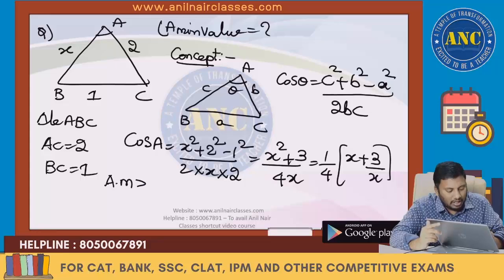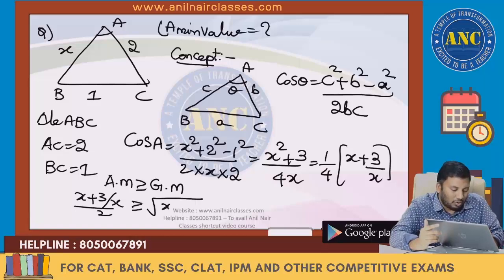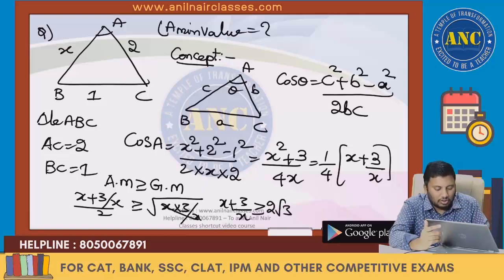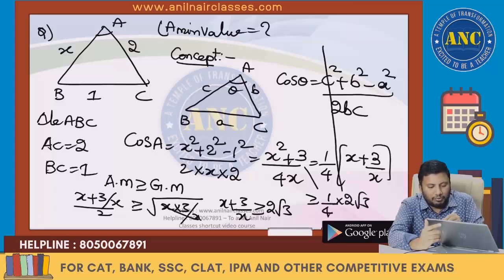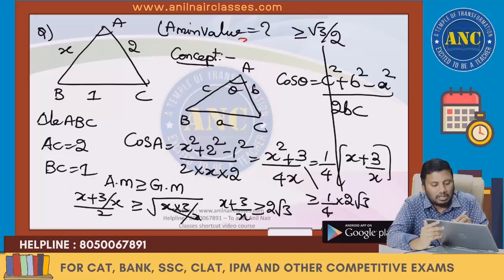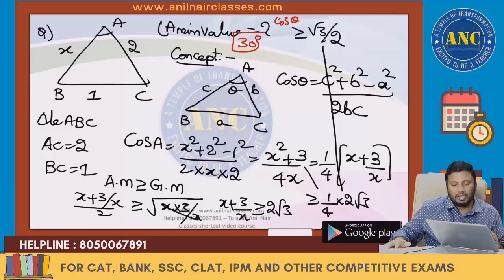Now if I apply AM greater than or equal to GM, x plus 3 by x by 2 is greater than or equal to root of x into 3 by x. So the minimum value of x plus 3 by x is 2 root 3. So the minimum value is 1 by 4 into 2 root 3, which is root 3 by 2. Cos theta is greater than or equal to root 3 by 2. Theta minimum will be 30 degrees.